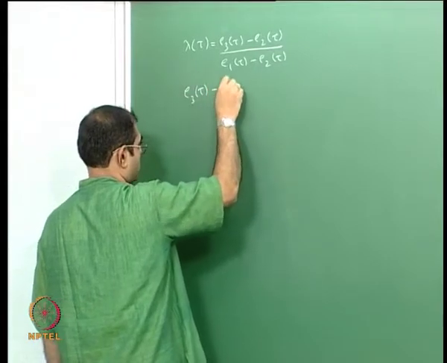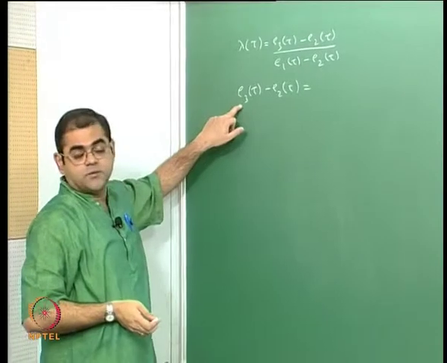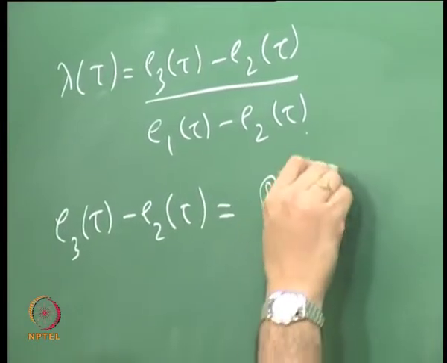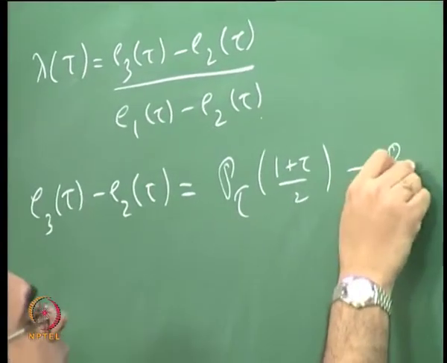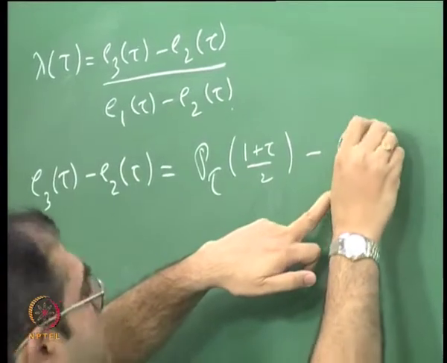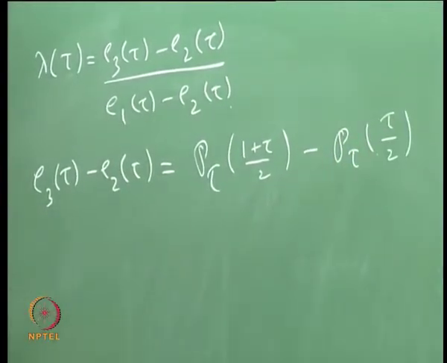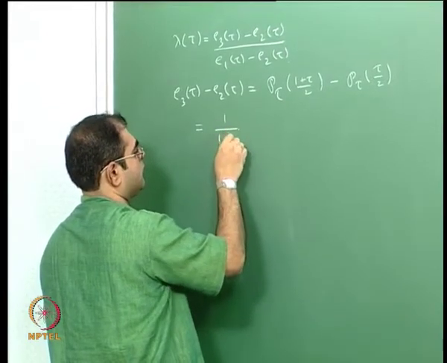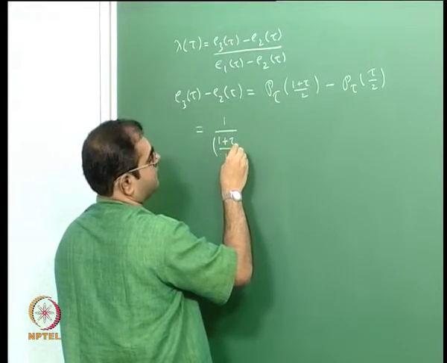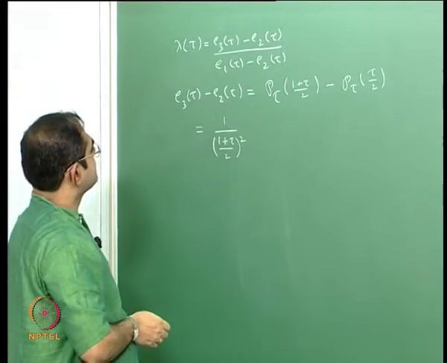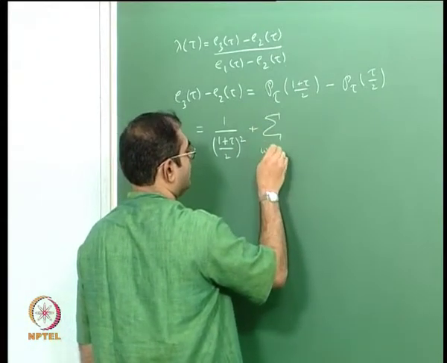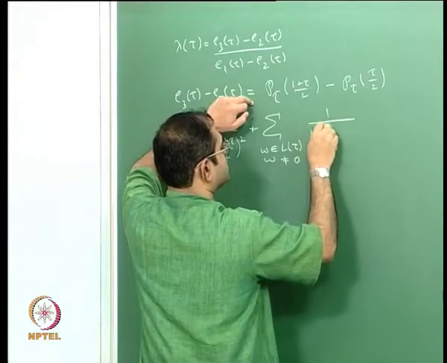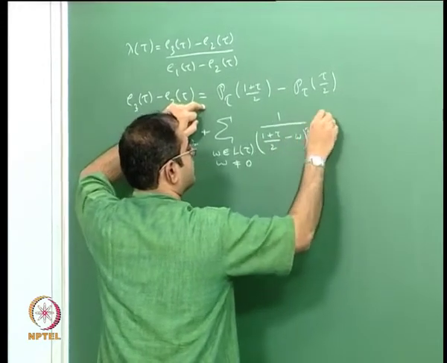So E3 of tau minus E2 of tau is, if you remember, E3 of tau is the phi function evaluated at 1 plus tau by 2. So this is p tau evaluated at 1 plus tau by 2 minus p tau, the phi function associated with tau, evaluated at tau by 2. This is what it is, and well, we can expand it. This turns out to be 1 by 1 plus tau by 2 the whole squared plus sigma over omega not equal to 0 in the lattice of 1 by 1 plus tau by 2 minus omega the whole squared minus 1 by omega squared.